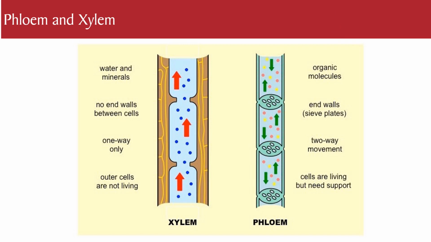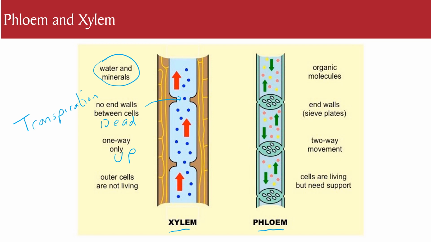Okay. Now, the next two are xylem and phloem. The specialism for xylem is that it carries water and minerals from the soil. It has no end walls between the cells, and because these cells are dead, it only transports stuff one way, which is up. And then it says here outer cells are not living. Okay, and this process is transpiration.